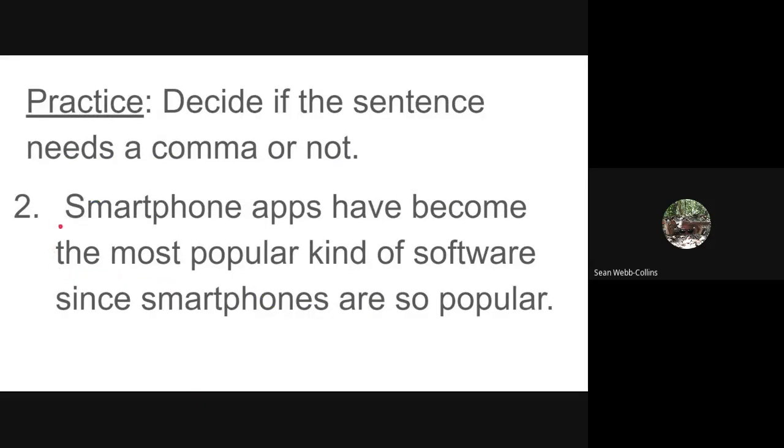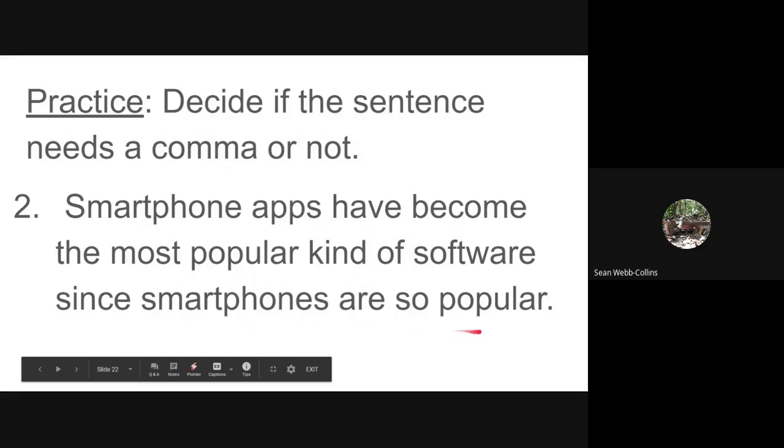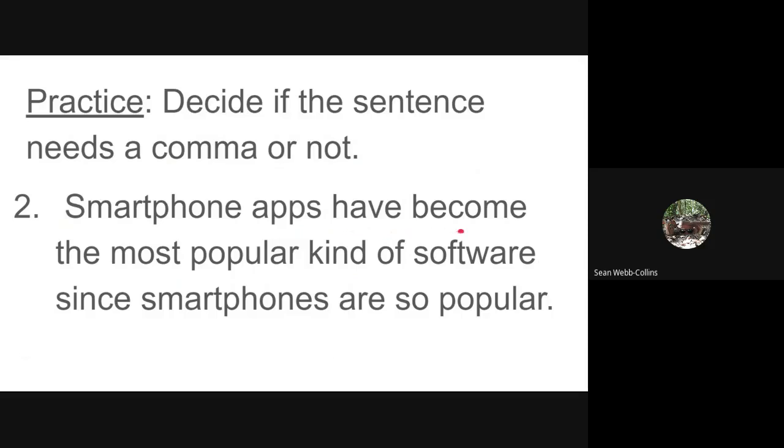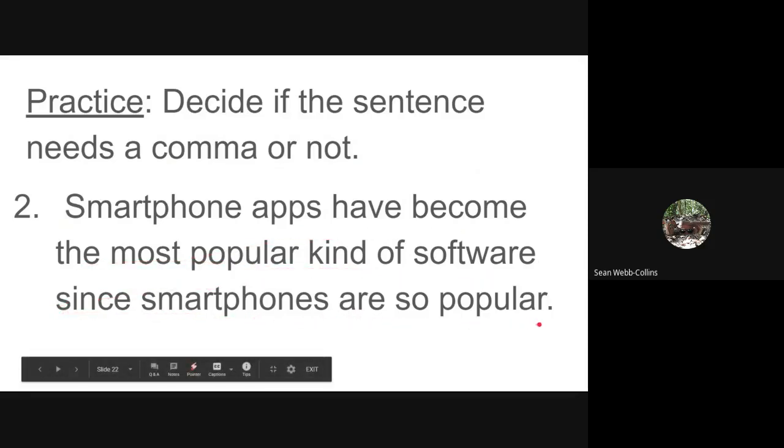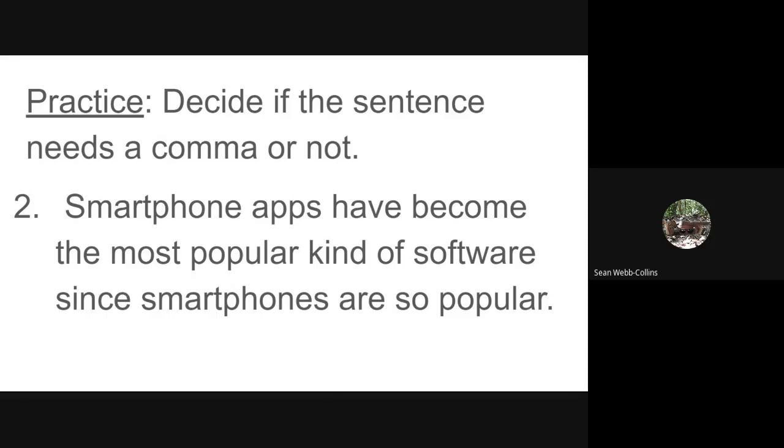Again, you're going to do the same thing for number 2. Smartphone apps have become the most popular kind of software since smartphones are so popular. Take the time now to decide if the sentence needs a comma or not. I'll give you about 20 seconds for this one.